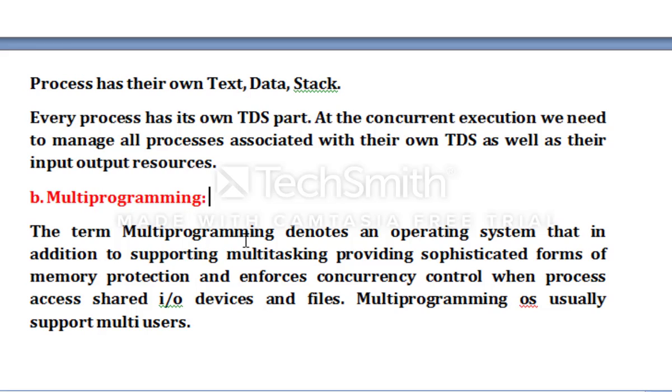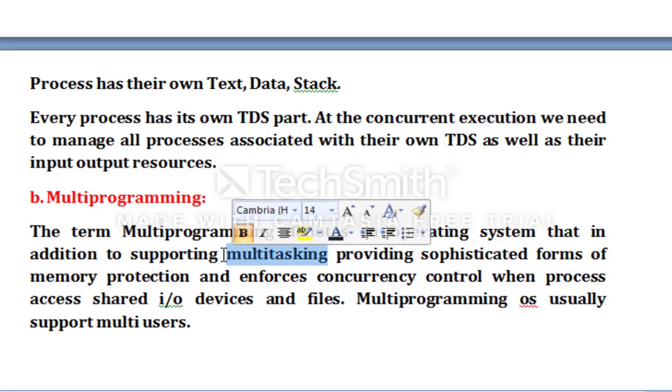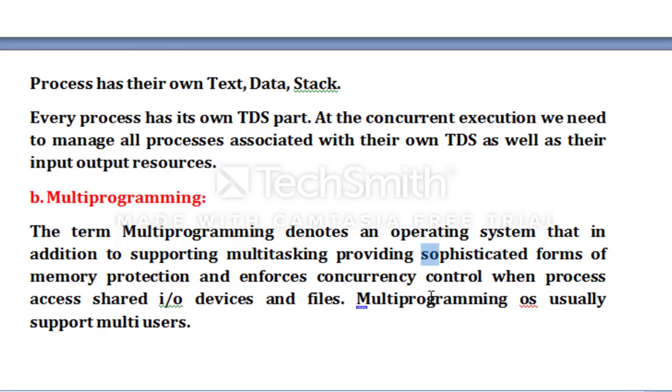The term multiprogramming denotes an operating system that, in addition to supporting multitasking, okay, so we need to support multitasking, as I told you in the previous lecture. In order to support multitasking, the operating system must have this kind of nature. Okay, and it also provides sophisticated forms of memory protection, because multitasking only supports that more than one task can run or execute simultaneously in the primary memory, but it is not enough. If we allow more than one user to execute in the primary memory, we have to take care of the context of the process also.